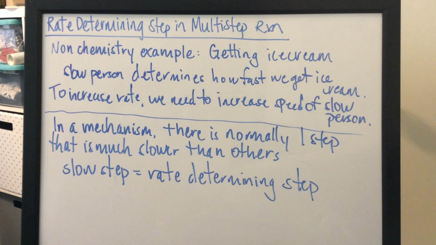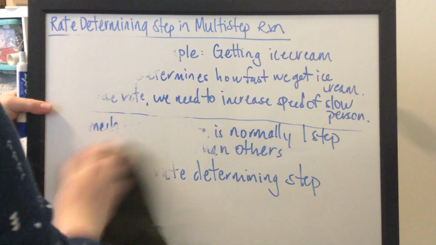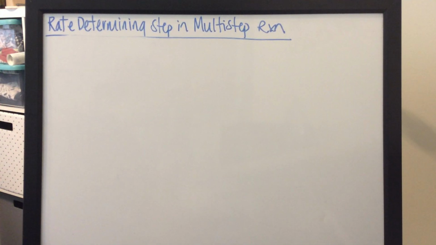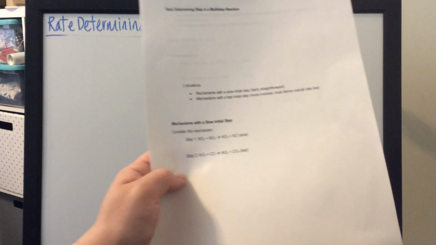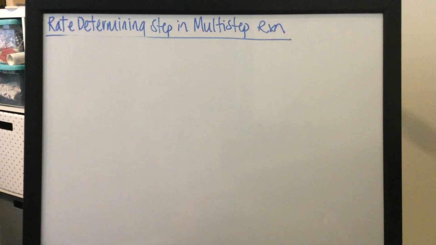Now, if you look at your note paper, you have kind of a bullet point that says that there are specifically two situations. And those two situations are, and I'm not going to write this because it's listed right on your paper, but we're talking about right here. These two situations are, the first one is a mechanism with a slow first step or initial step. And that idea is fairly straightforward. We'll talk about it briefly, and I think it will make sense to most of us.